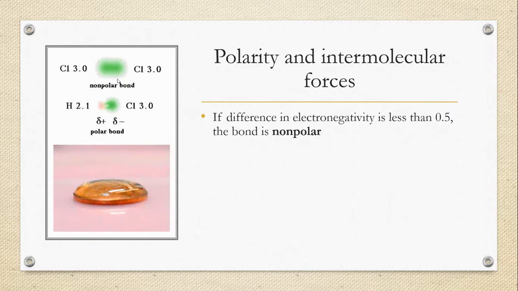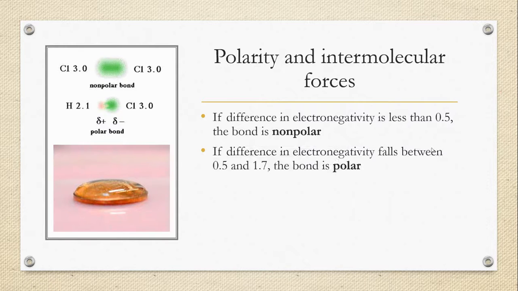But if we take the difference, so we subtract them from each other, and that difference is less than 0.5, we're going to say that bond is nonpolar, meaning that those electrons are being shared evenly. If the difference in electronegativity falls between 0.5 and 1.7, we're going to say that bond is polar, meaning that those atoms are not sharing their electrons evenly, and one is hogging them. The more electronegative one is hogging electrons. It doesn't really want to share, but it has to.